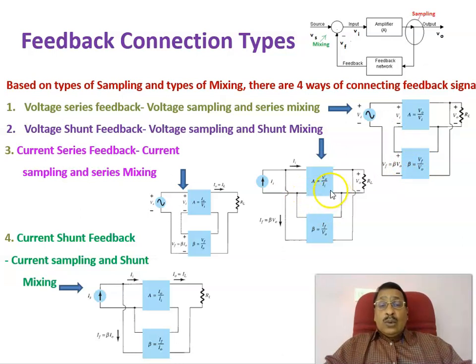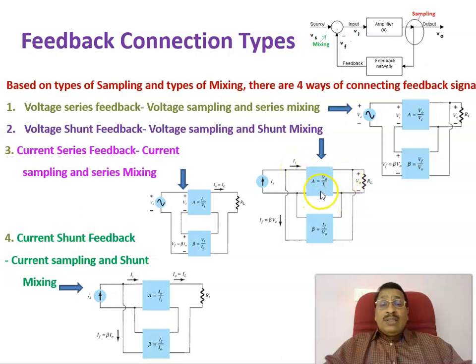But coming to this one, voltage shunt feedback, that is voltage sampling and current shunt mixing. You are sensing the voltage and you are mixing the current. Therefore, the current is mixed as a shunt. In this amplifier, current is the input and output is the voltage.